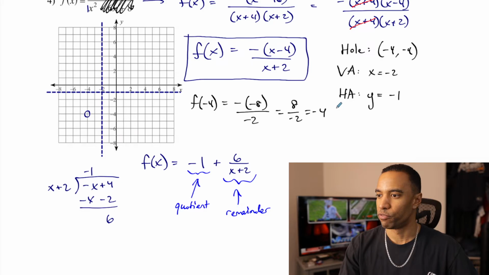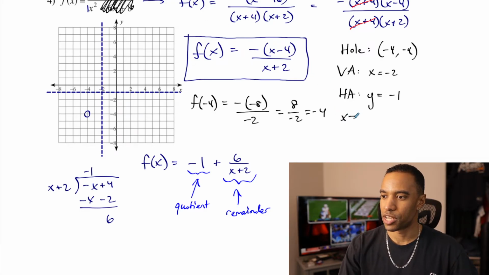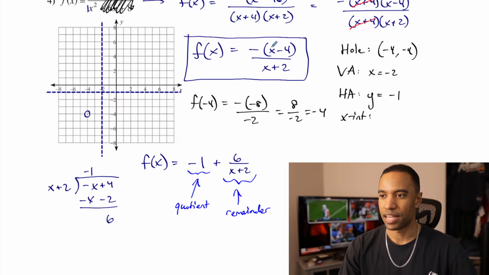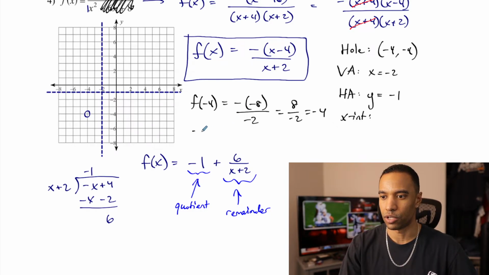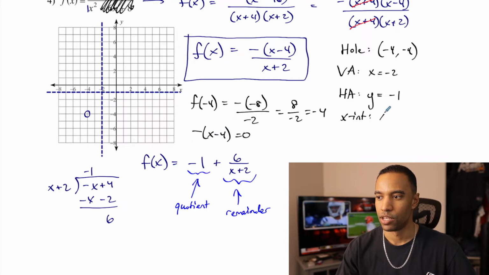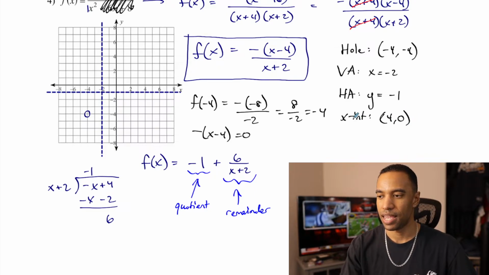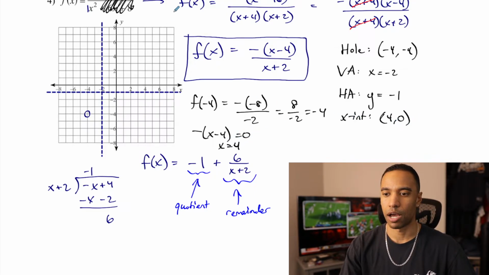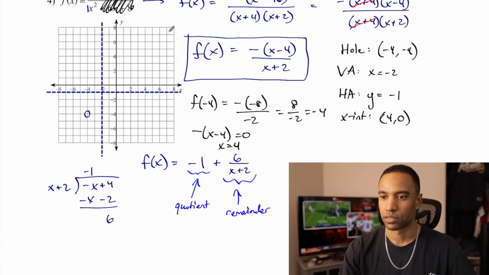Okay, so let's move forward. The x-intercept, I'm going to set y equal to 0 with this top. When does negative x minus 4 equal 0? Well, when x minus 4 equals 0. And when does x minus 4 equal 0? When x equals 4. So 4 comma 0 is our x-intercept.